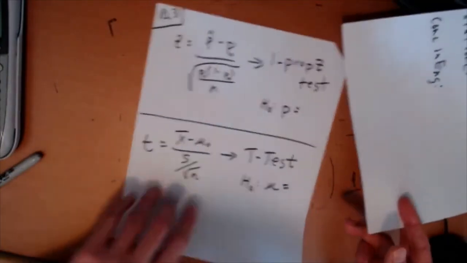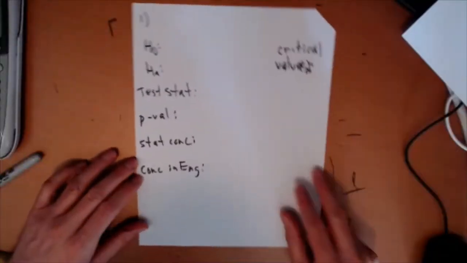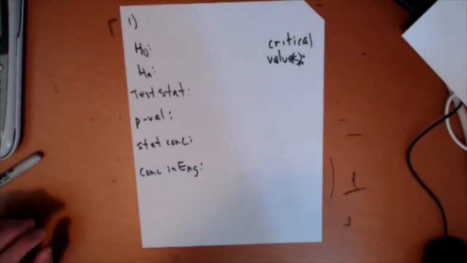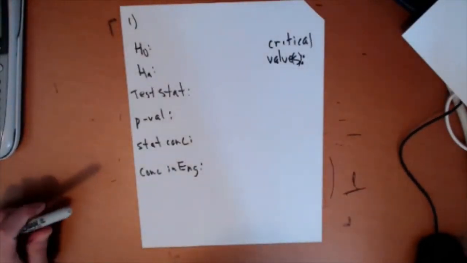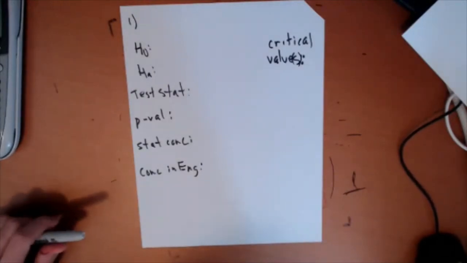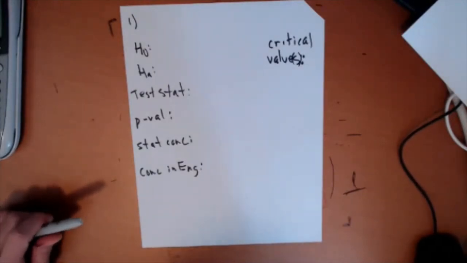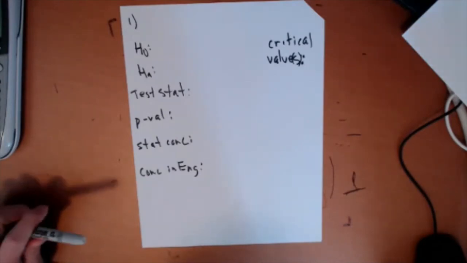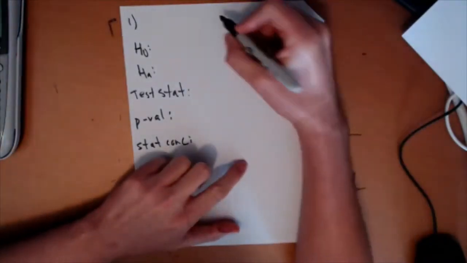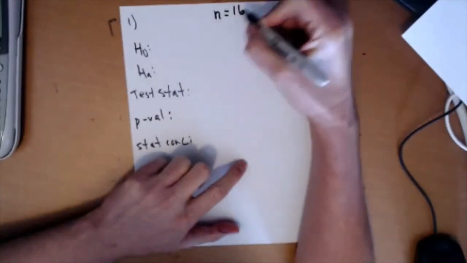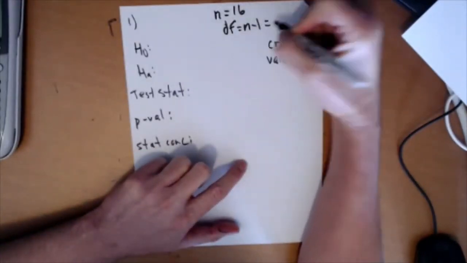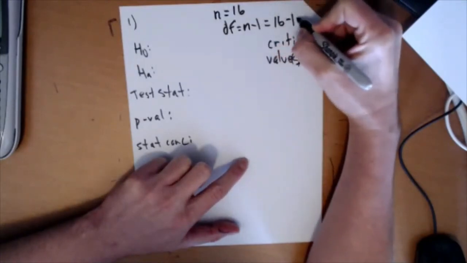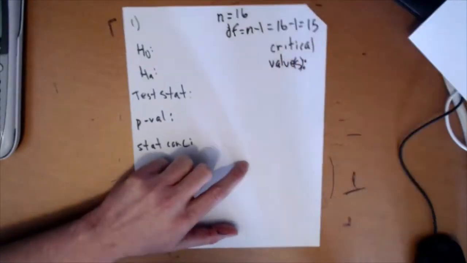So let's do that first problem on our worksheet. The worksheet says, the newspaper says the average rent for a one-bedroom apartment is $1,300. You think it's more. You simple random sample 16 apartments. Okay, so if n is 16, remember with t, degrees of freedom is 1 less. So our degrees of freedom, I'm just writing things down, would be 15.